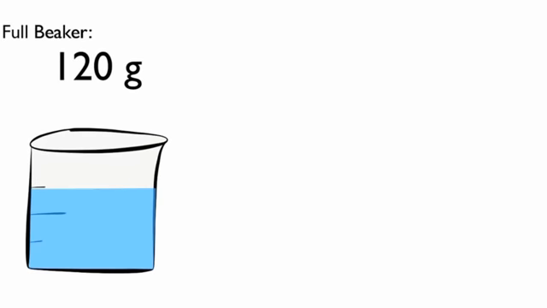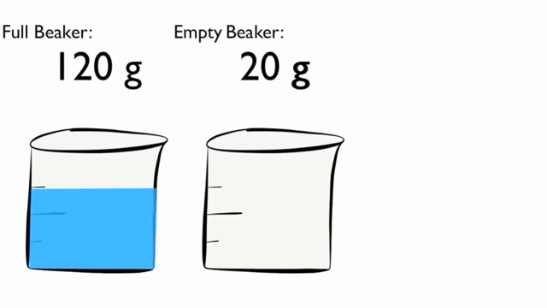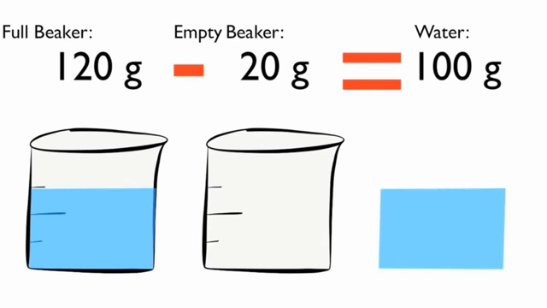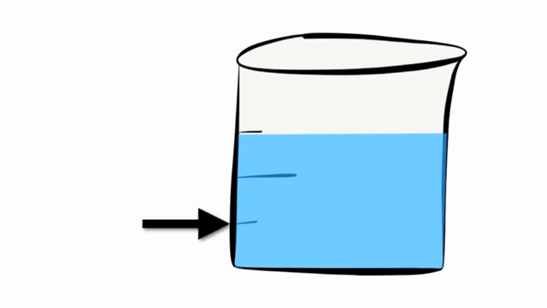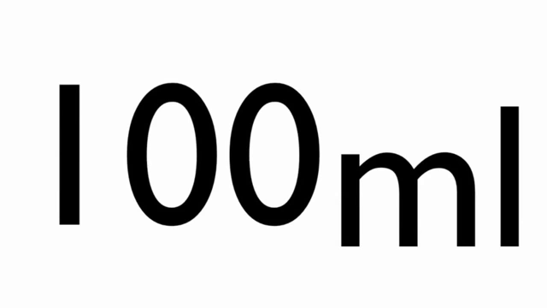To find the mass of just the water, we need to subtract the mass of the empty beaker from the full beaker. Our sample is 100 grams. The volume of water can be measured using a graduated cylinder. Our sample is 100 milliliters.